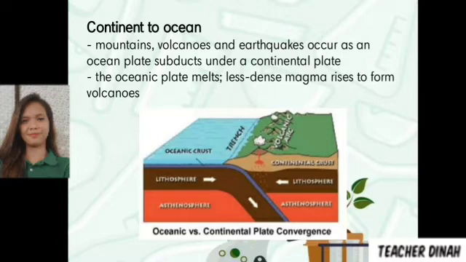Continent to ocean. Mountains, volcanoes, and earthquakes occur as an ocean plate subducts under a continental plate. The oceanic plate melts. Less dense magma rises to form volcanoes. So here in the picture, we have oceanic plate and then a continental plate here. Now, as these two plates collide, the oceanic plate subducts under the continental plate, which results in the formation of a volcano here, a mountain, and a trench.